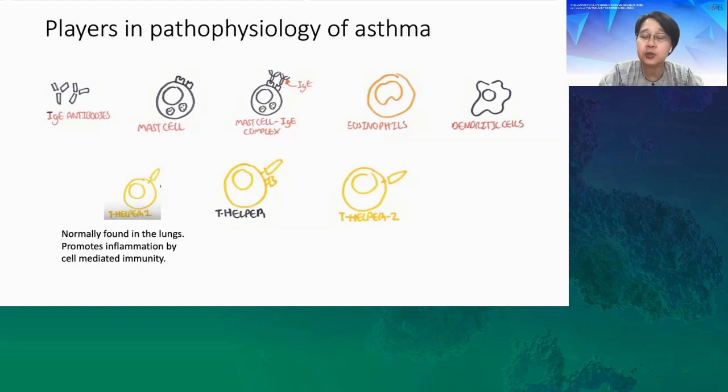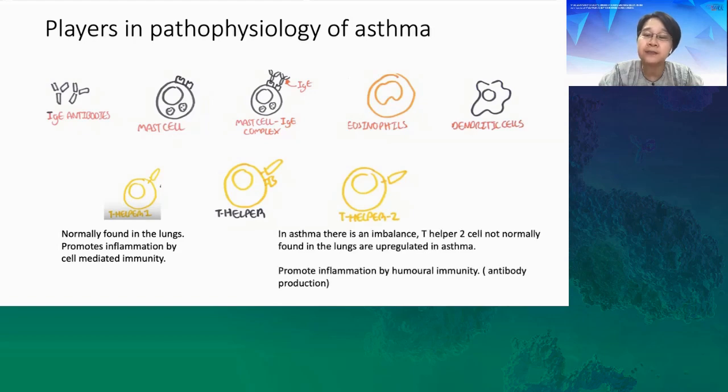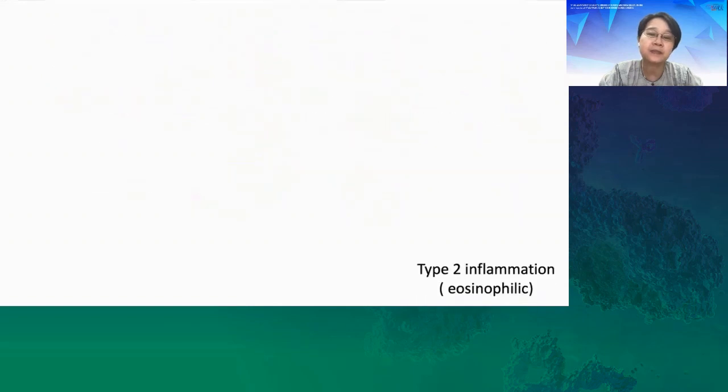What about the Th2 cells? Well, in asthma, there is an imbalance. So what happens is the Th2 helper cells, which are not normally found in the lungs, are upregulated. And they in turn promote inflammation by humoral immunity, i.e. antibody production. So just have a look at the pathway of type 2 inflammation in particular, otherwise known as the eosinophilic pathway.